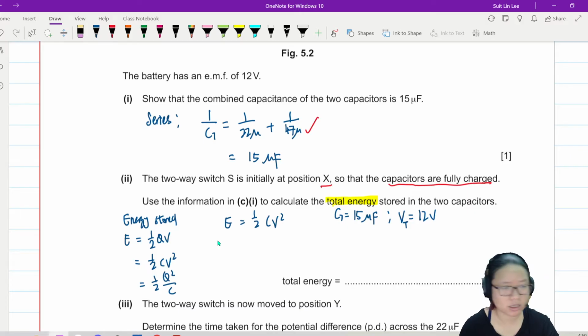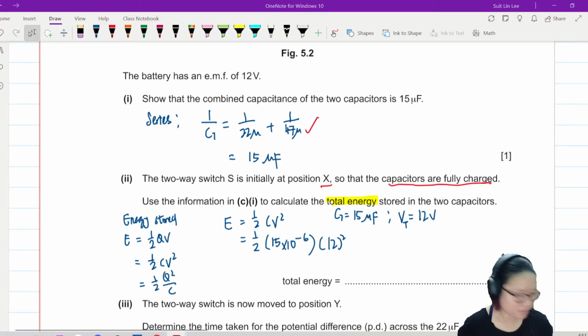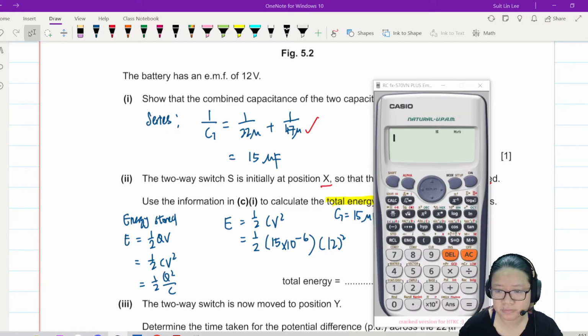Because why? I'm lazy to find Q. I don't need to find the charge stored in the capacitor. Didn't give also. Didn't give what I want to find. I don't do work for free. No marks, don't want to find. Okay, so 15 microfarad, and then the potential difference is 12 squared. All right, let me press my calculator. This one I cannot use my brain.